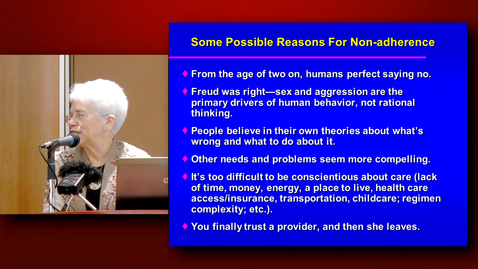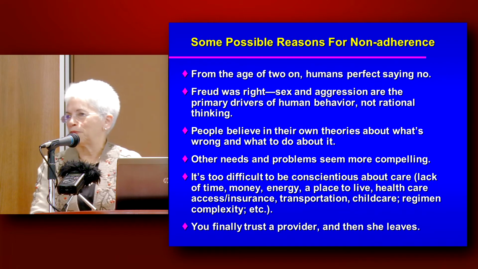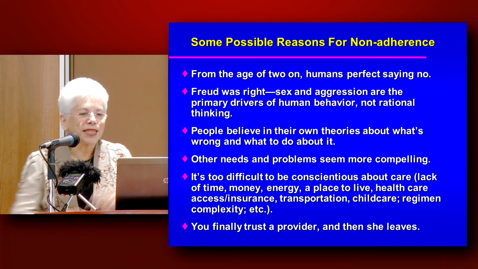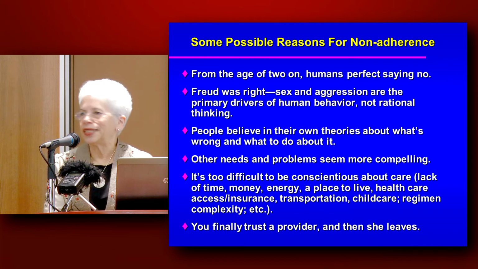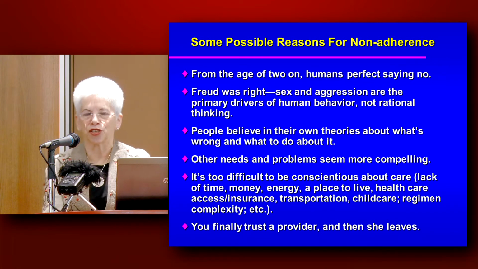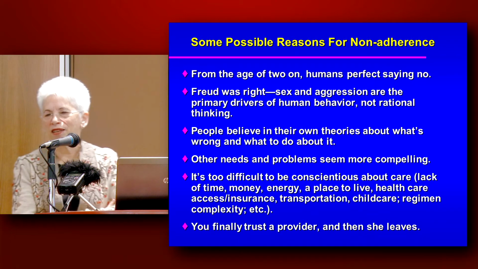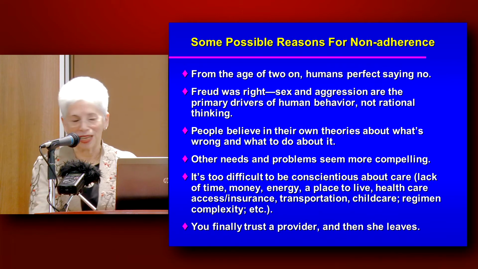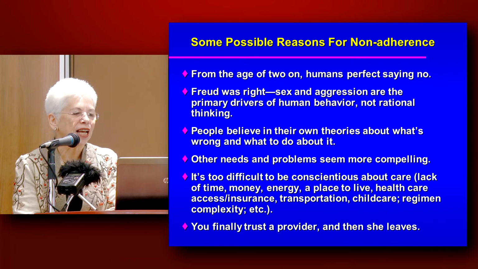So here are some of the reasons why people might not adhere. From the age of 2 on, humans perfect saying no. You know how important that is. Otherwise, how can we have any power? Freud was right. Sex and aggression are the primary drivers of human behavior, not rational experience. Now, this matches up to the earlier talk we had. It's the lower parts of our brain that are functioning in sex as well, not our cognitive, sophisticated functions.